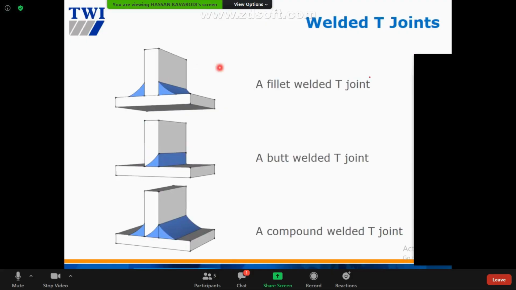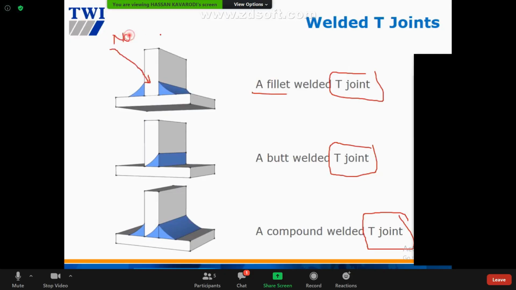So we have T-joint, all this is talking about T-joint. This one also T-joint. This is T-joint, okay? They say fillet weld when there is no bevel at all. There is no bevel. It's only fillet weld on both sides. For example, maybe one side or maybe both sides, but it's only fillet here. So that's why they call it fillet weld T-joint, okay?